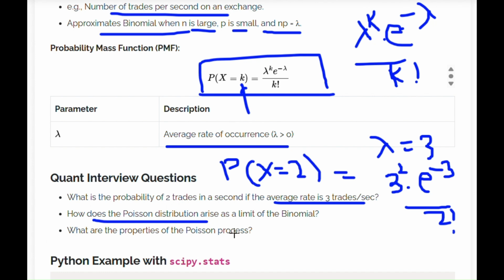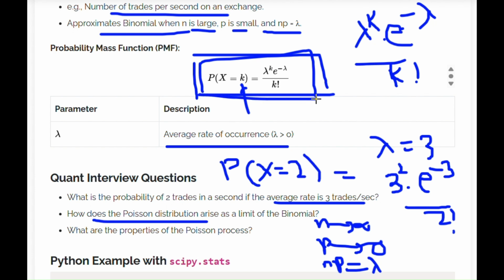How does Poisson distribution arise as a limit of binomial? So this arises when n tends to infinity and p tends to 0, and np equals lambda. Now, the derivation is rather lengthy, so I will not go into that part. But yeah, it starts with setting these limits in the binomial and then expanding it further.